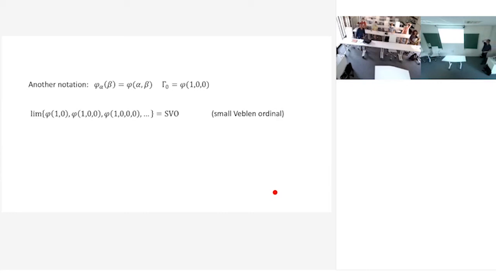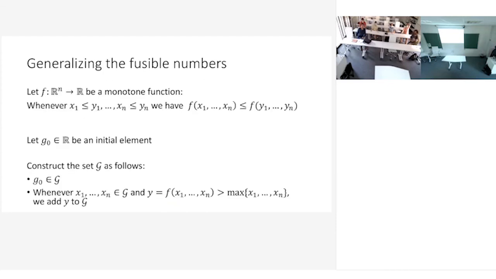So you can write phi with finitely many inputs. The Pfefferman-Schutte ordinal is actually phi 1, 0, 0. And you can put more zeros and take the limit, and you get what's called the smaller Veblen ordinal. There's also a large Veblen ordinal.